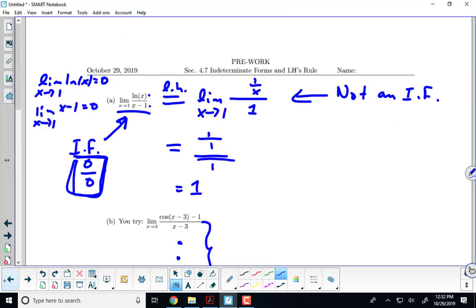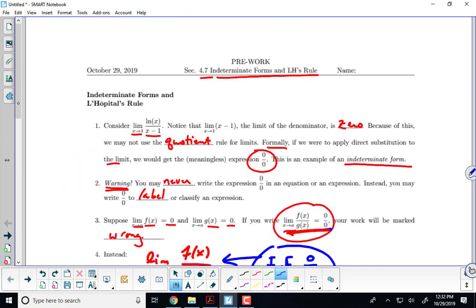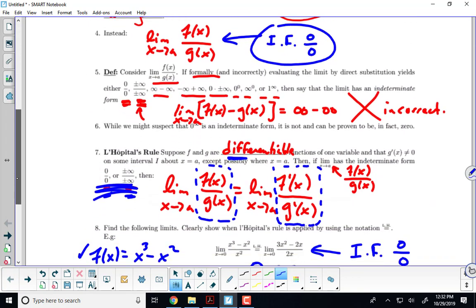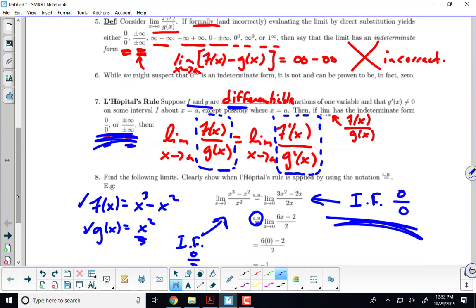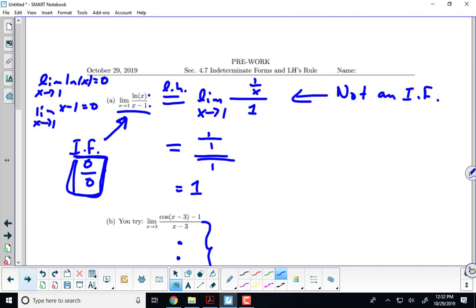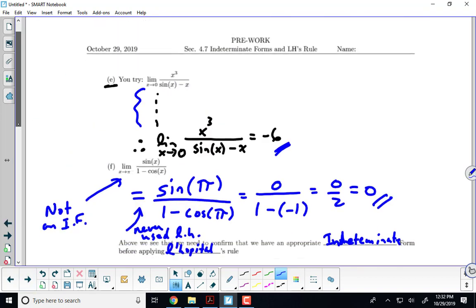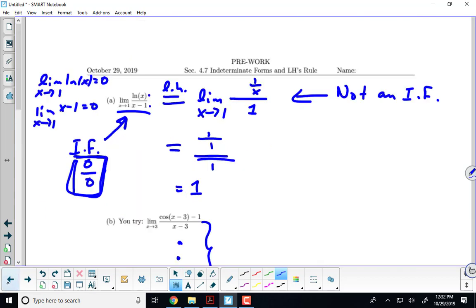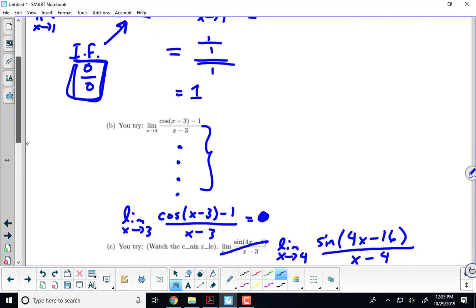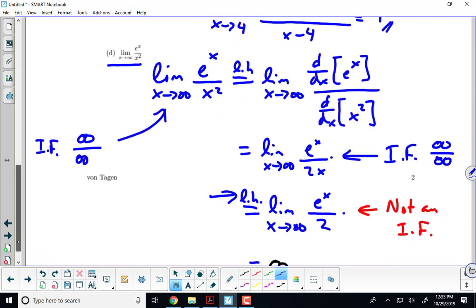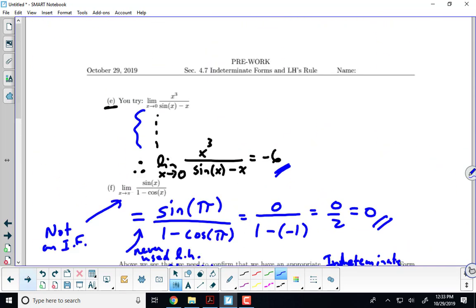Now, let's jump back to our original statement of L'Hopital's rule, where we said if you have differentiable functions and you have an indeterminate form of 0 over 0 or infinity over infinity, then we can go ahead and apply L'Hopital's rule. And that's what we've done here. In question number A, we had indeterminate form 0 over 0. In question number D, we had indeterminate form infinity over infinity.